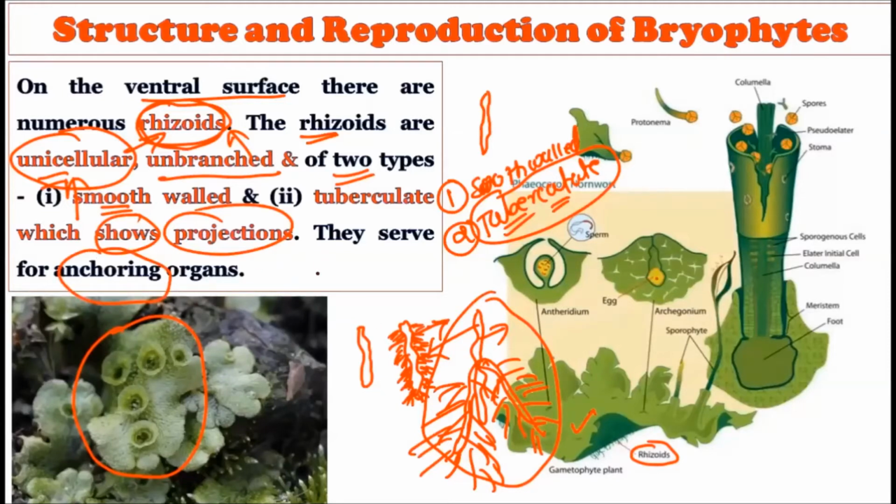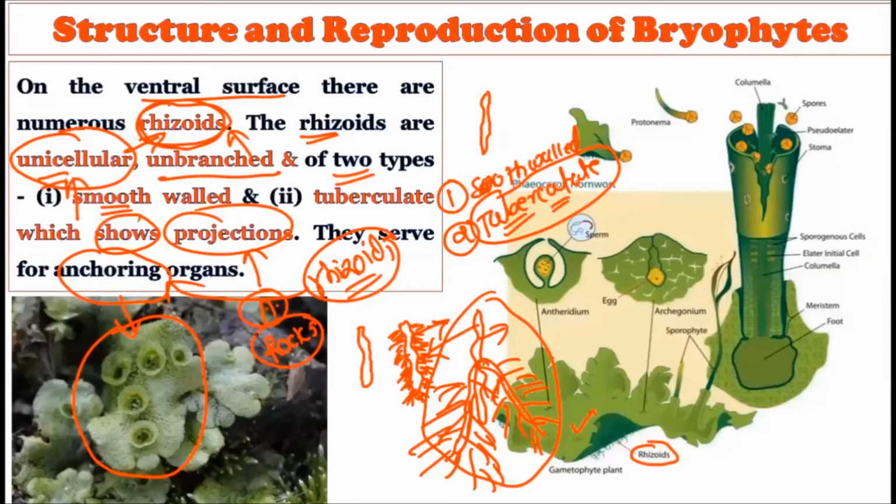In the bryophytes, the main function of the rhizoids is anchoring the thallus to the soil or to the substratum. As in this particular picture, you can observe this thallus is using this rock as the substratum. To attach to these rocks, these rhizoids are particularly used. Generally 1% of the absorption is also done by these rhizoids, but the majority of the time their function is to anchor the thalli to the substratum or to the rocks.